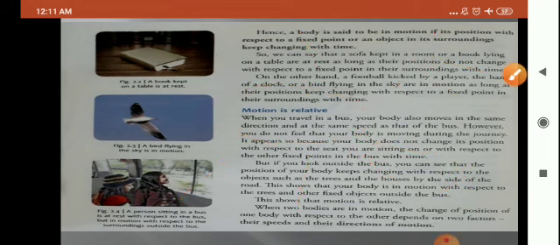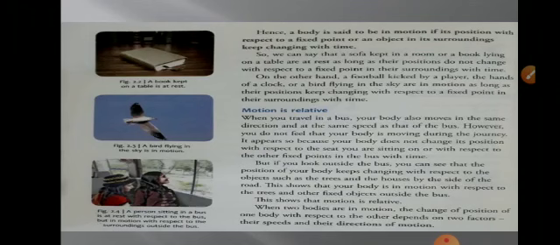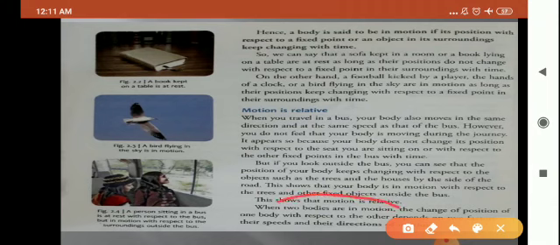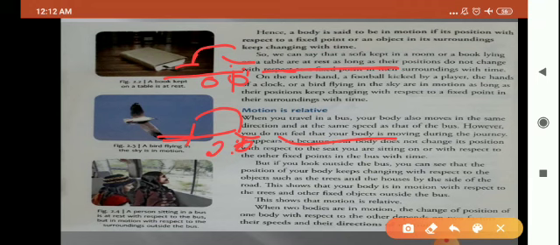And one more line is given here, that when two bodies are in motion, the change of position of one body with respect to the other body depends upon two factors: their speed and their direction of motion. Yes or no, children? Suppose two cars are moving parallelly, side by side. So their change of position will depend upon their speed. Bhai, jiski speed zyada hogi, uska change of position zyada hoga. Okay. And if their speed will be same, they will move at the same pace or rate.